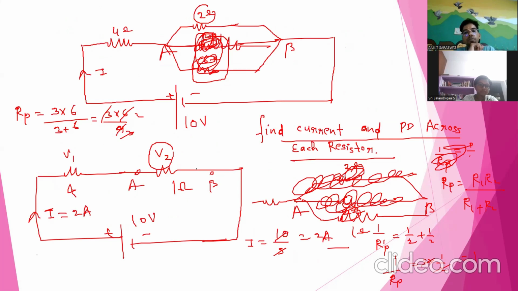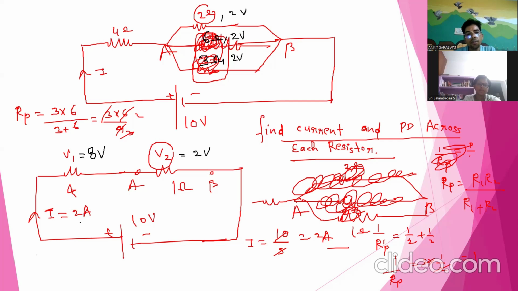Series combination, ratio take 4:1. Then V1 will be 4 by 5 of 10, means 5 twos are 10, 8 volt. Sir, your IIT student should not take this much time. V1 is 8, V2 will be 10 minus 8, which is 2. If 2 is here, then 2 is here. Here also 3 ohm and 6 ohm. 2 volt, 2 volt, 2 volt. Clear?